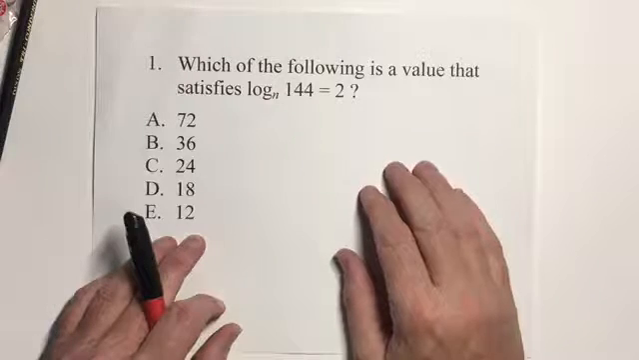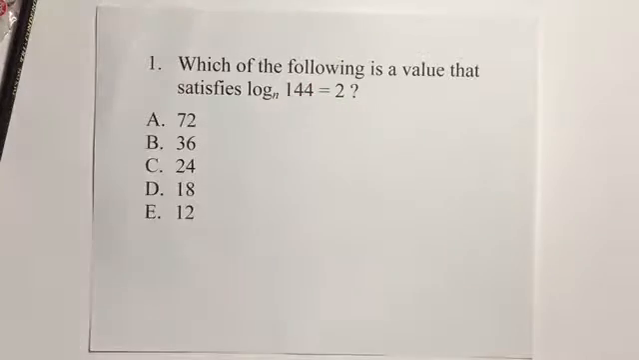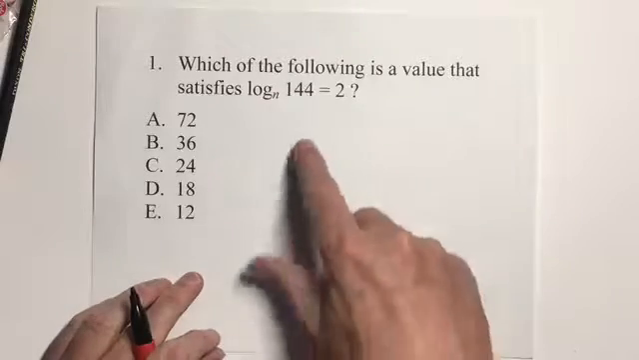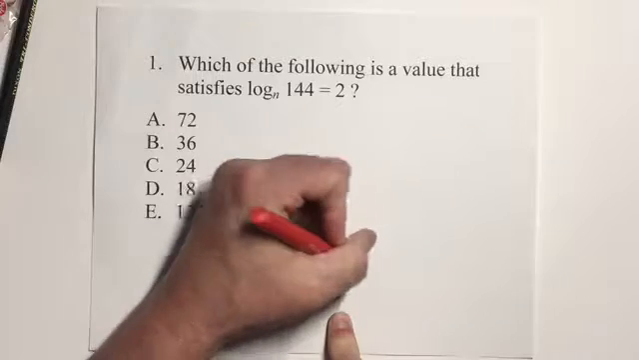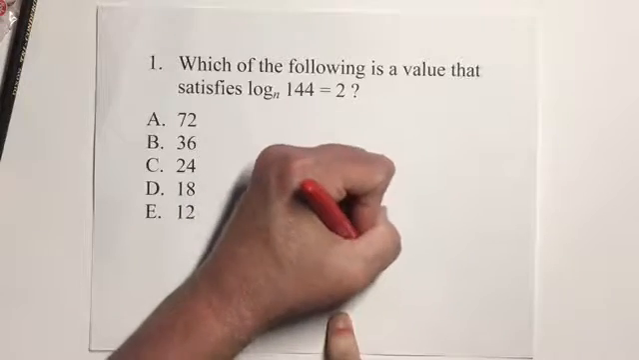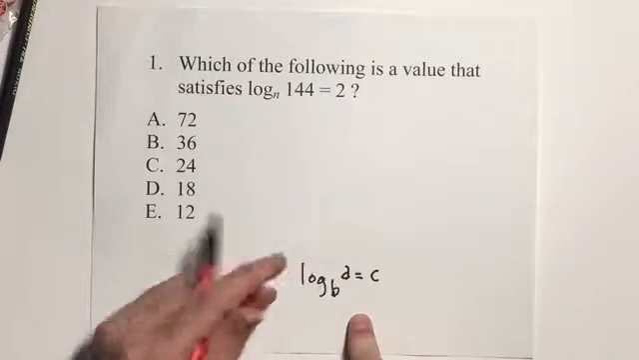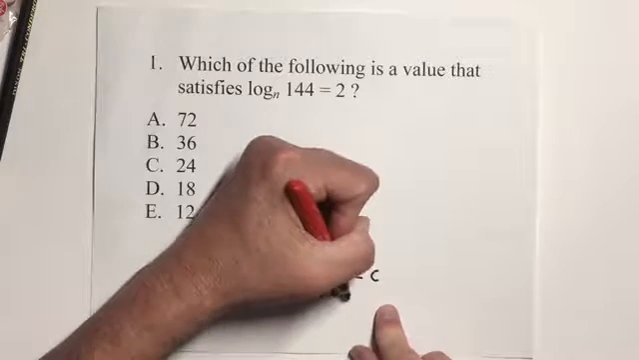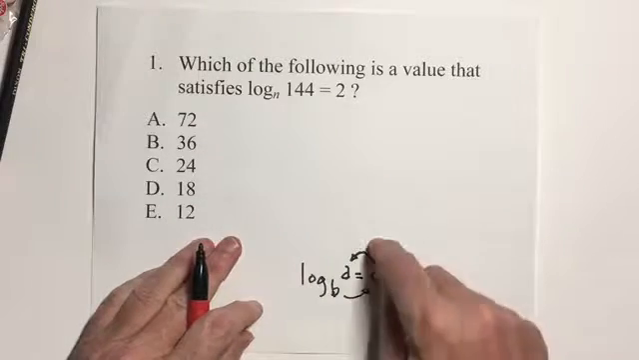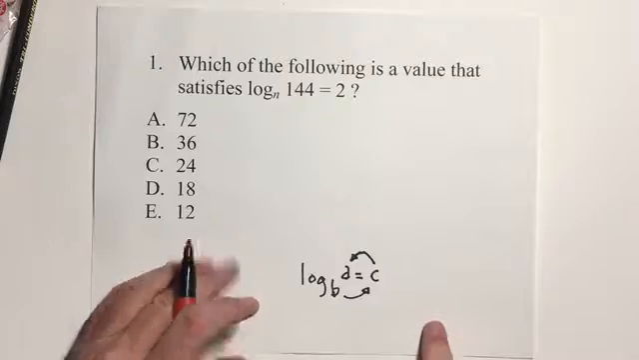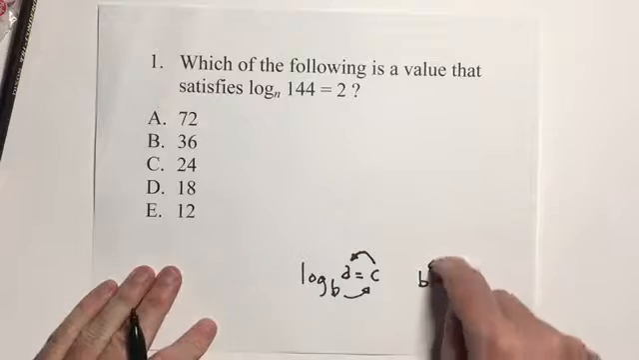So, which of the following is a value that satisfies log base n of 144 equals 2? All right, well, first off, what does a log mean? If I have the log of some base b to some value a, and that equals some number c, log base b of a equals c, this is saying that b raised to the c power should equal a. B to the c, that's what a log means right there. So another way to write this would be b to the c equals a.